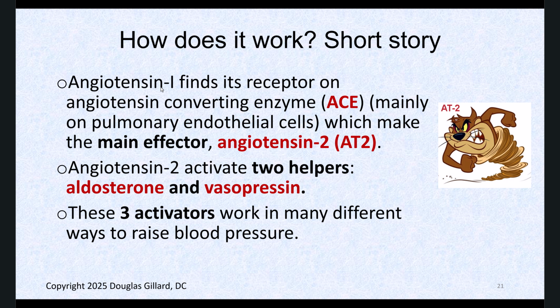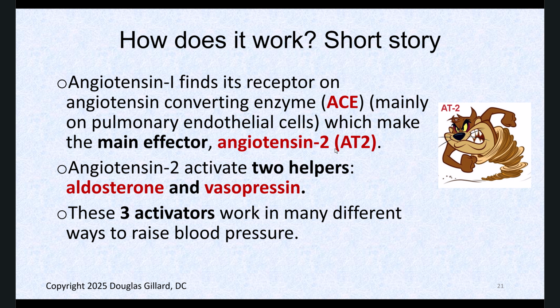It cuts a few amino acids off the tail of angiotensin 1, and that makes a new, very aggressive molecule called the dreaded angiotensin 2, which is wonderful if it's an emergency and you're bleeding out. But if it's oversecreted, it causes all kinds of trouble. I call it the Tasmanian devil of enzymes. Angiotensin 2 is the main effector of the RAAS.